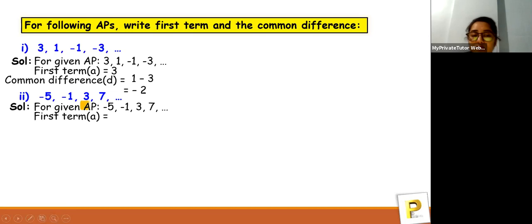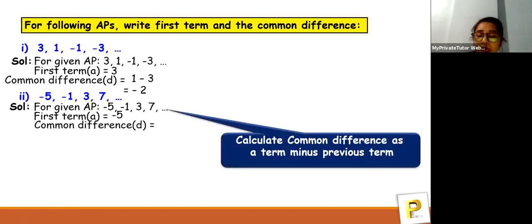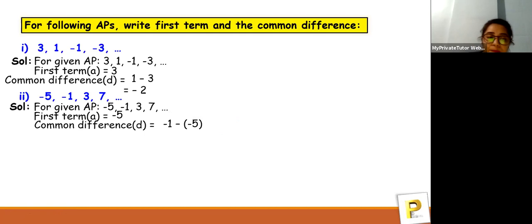So first term is minus 5. Okay, then let's see the common difference. What you have to do is calculate common difference as a term minus previous term again. So minus 1 minus minus 5. So this becomes minus 1 plus 5, and 4 is the answer, and you are not correct.